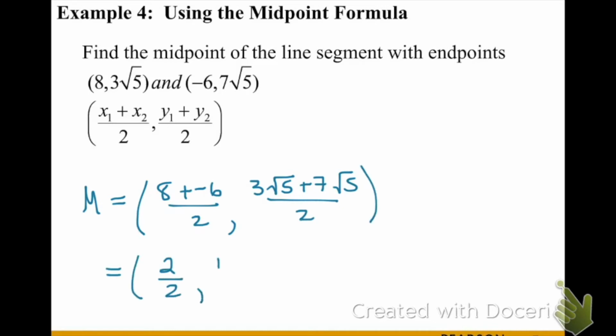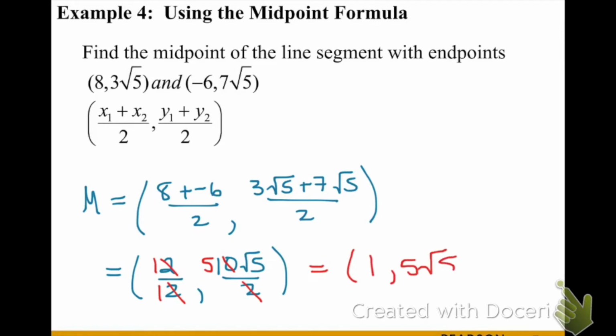And then for our y coordinates, if we take 3√5 plus 7√5, we get a total of 10√5. From here then we're going to reduce. In our x coordinates, notice that the 2's are going to cancel out, leaving us with just 1. And then in our y coordinate, we can divide that 10 by 2, which is going to reduce to a 5. And so the coordinates of the midpoint for this segment is going to be (1, 5√5).